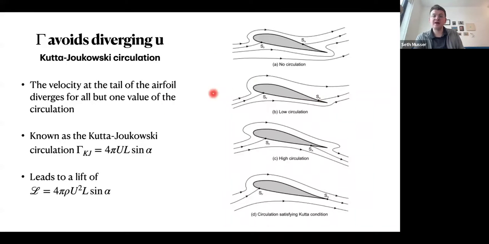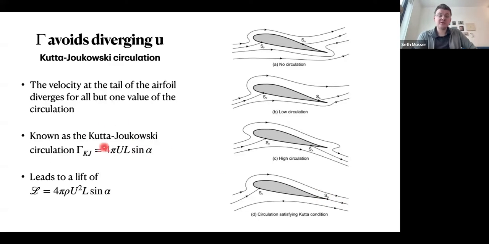So I'll just show some streamlines around the foil with no circulation. We have this stagnation point at the front of the foil where the velocity is 0, and another on the back side of the foil. But you can see that as the fluid comes around this infinitely sharp point, it has to very quickly move around that point. And in fact, there's an infinite velocity exactly at that tail. And this is true for all values of the circulation, except for the Kutta-Joukowski circulation, which causes the stagnation point to be exactly on the tail.